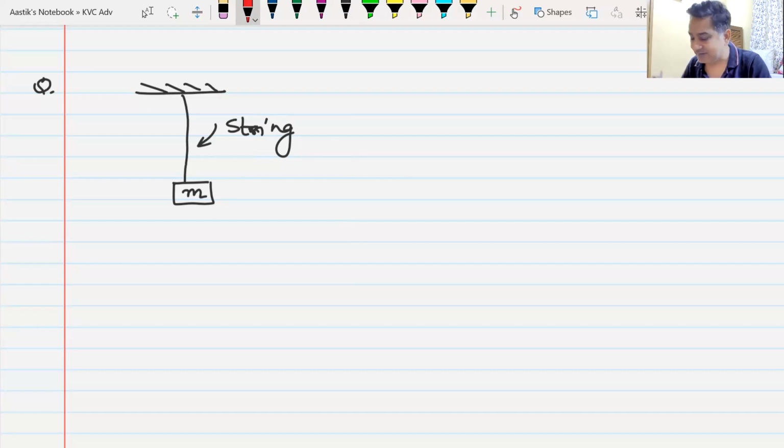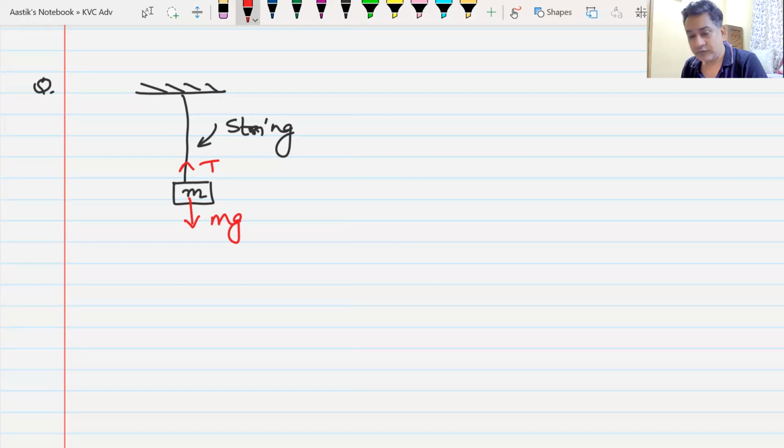There's only one body that I see. The force on that body is the gravitational force mg, and then there is the string pulling it. Remember, a string can only pull, it cannot push. So the string will pull it like this. So I've drawn all the forces.